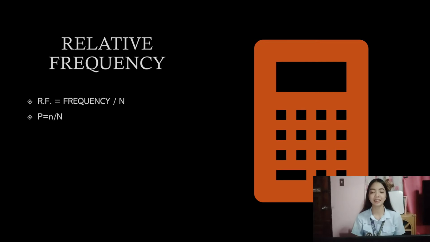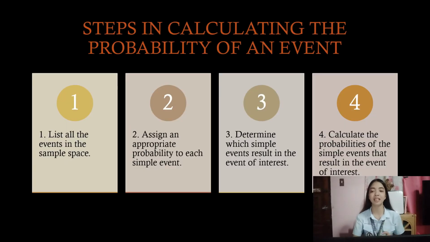Next, what formula do we use for the probability of an event? Here we use the relative frequency, wherein relative frequency is equal to frequency over n.